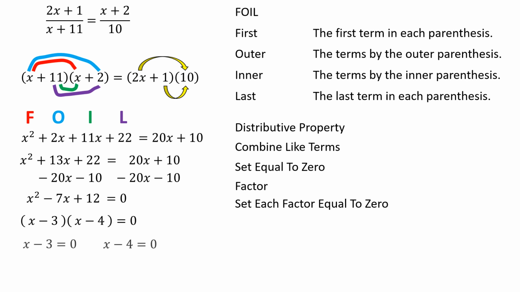Now, set each factor equal to 0. And then I can solve. And I've got two answers. X could be 3. That would make that proportion a true statement. X could be 4. That would make that proportion a true statement.